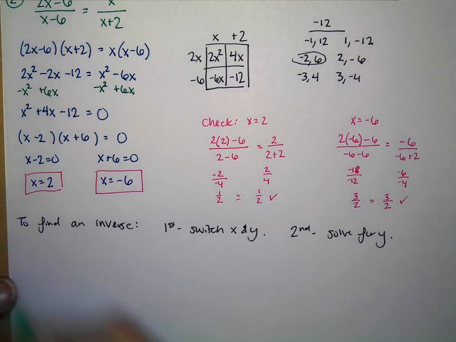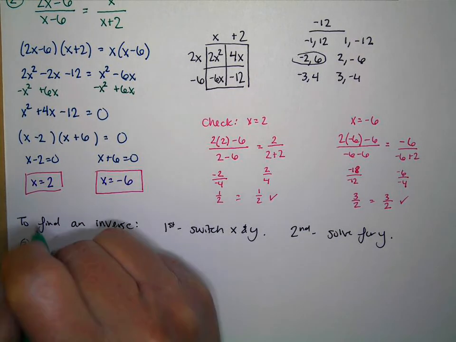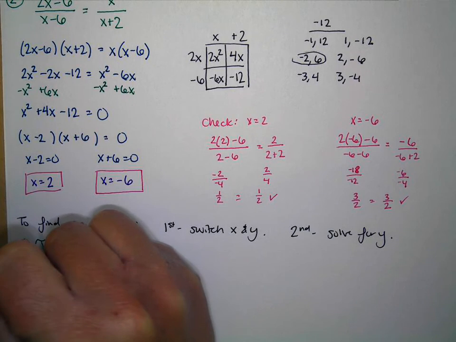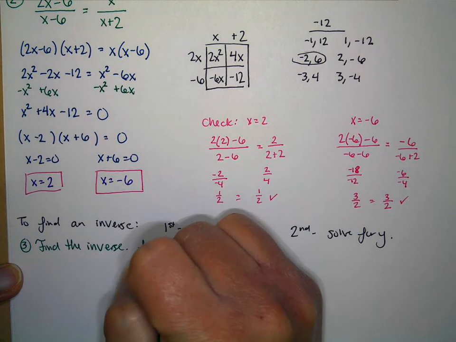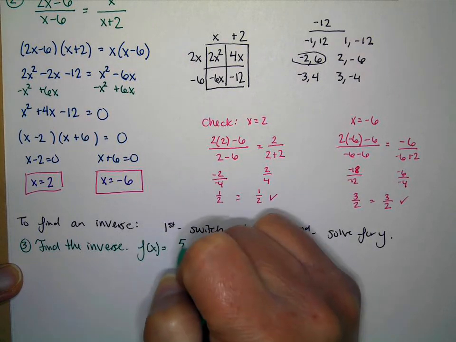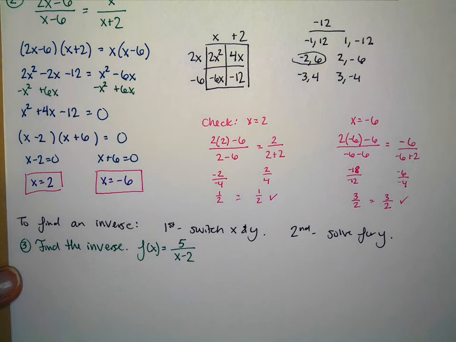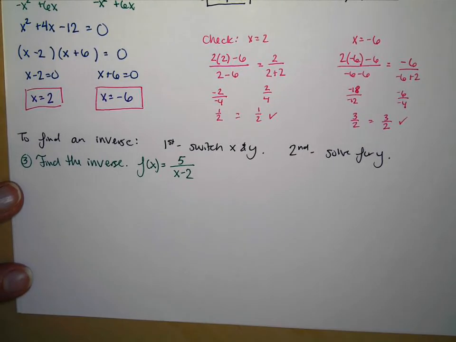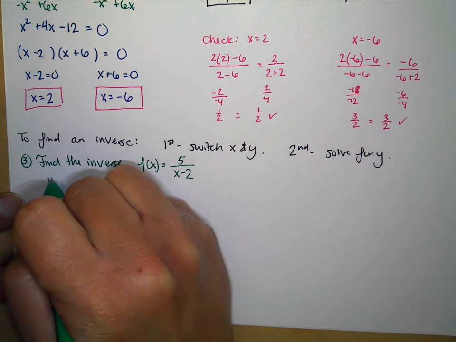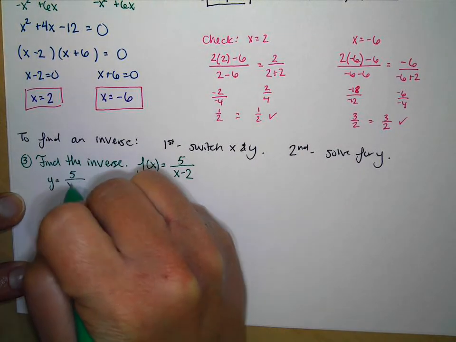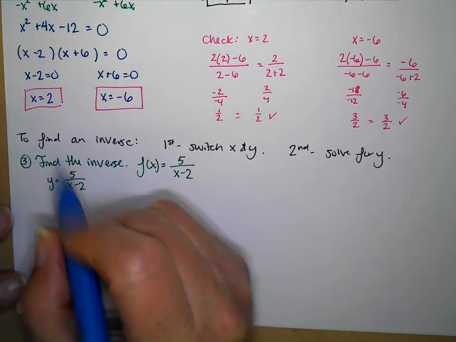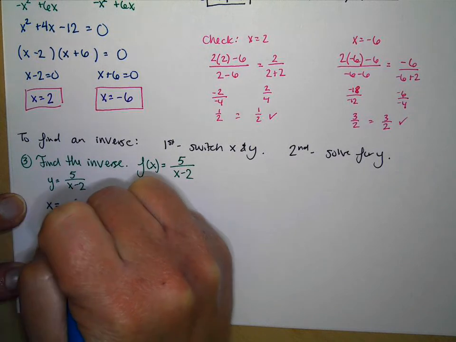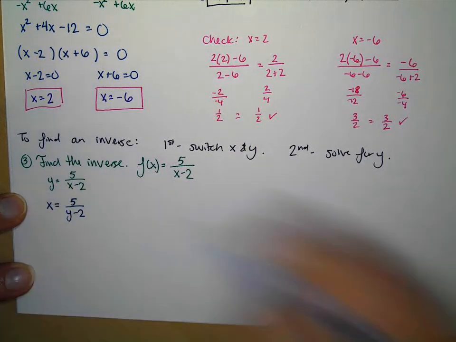So for example 3, we're going to find the inverse of f of x is equal to 5 over x minus 2. And remember, when you have f of x, that's just like having a y equals. So first step, we want to switch our x and y. So now we have x equals 5 over y minus 2.